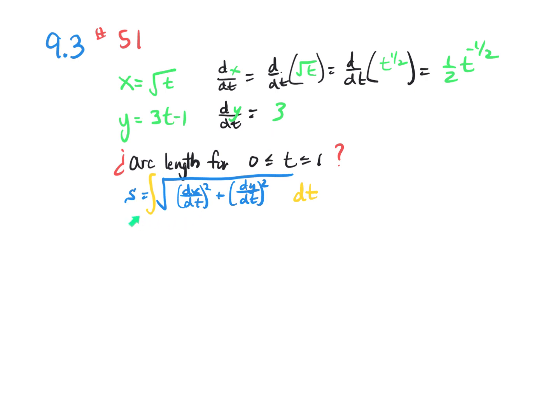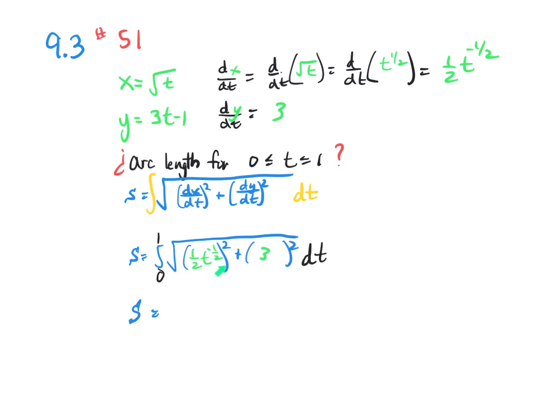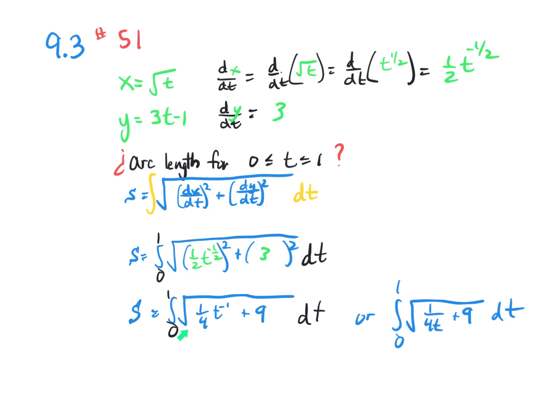All right, so the arc length for values of t between 0 and 1, we'll use this formula. We'll substitute this for dx/dt and 3 for dy/dt. Substitute that in, we'll do the arithmetic, and we get the definite integral of this expression from 0 to 1. We could rewrite it this way.